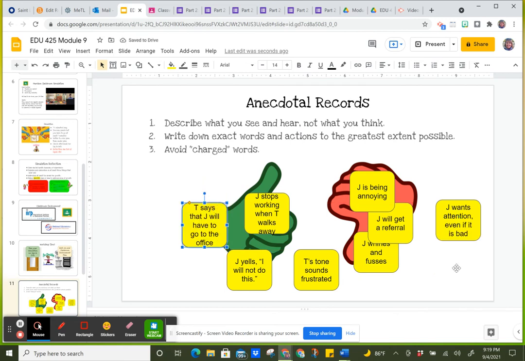Jay wants attention, even if it's bad. Nope, we don't know. We are not mind readers. You may be right, but we don't know that for sure. So unless he says, "I want attention, even if it's bad," you don't write it down. Write down the behaviors that lead you to think about that.